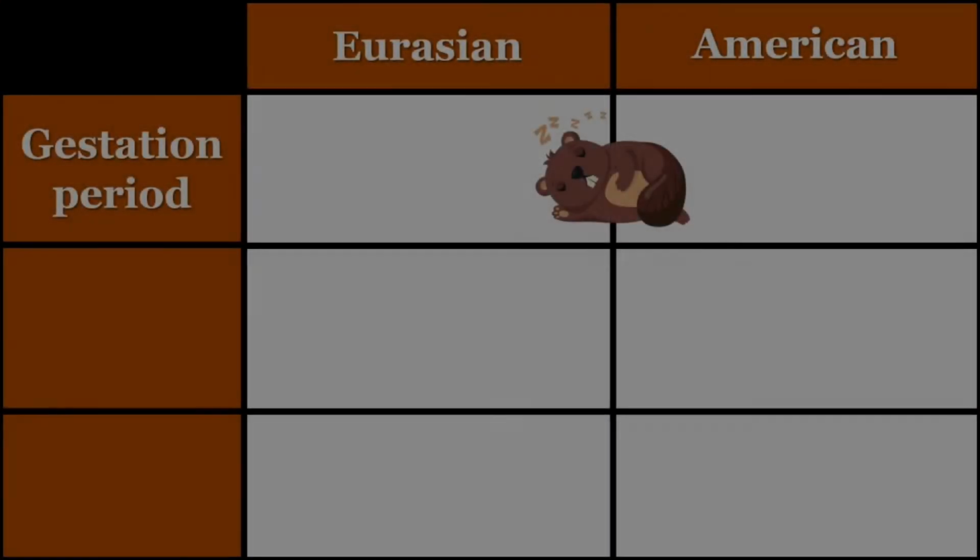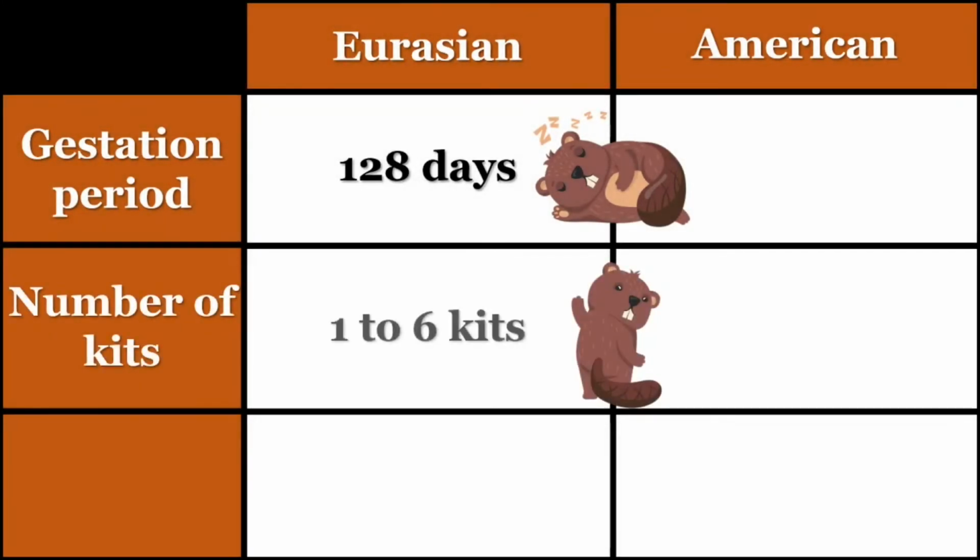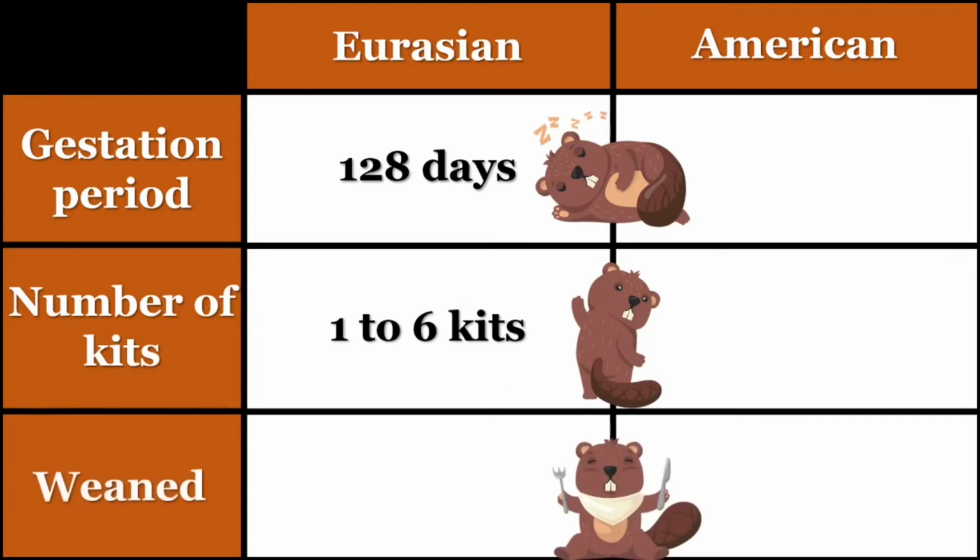The Eurasian beaver has a gestation period of around 128 days. Then, they give birth to 1 to 6 babies that weigh 230 to 630 grams, 8.1 to 22 ounces. Eurasian kits are usually weaned after 6 weeks of life.